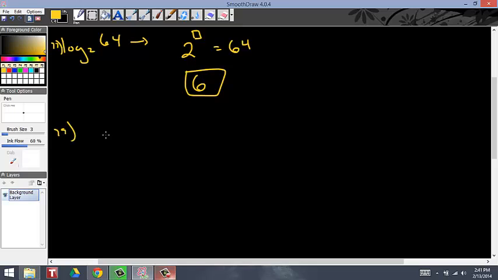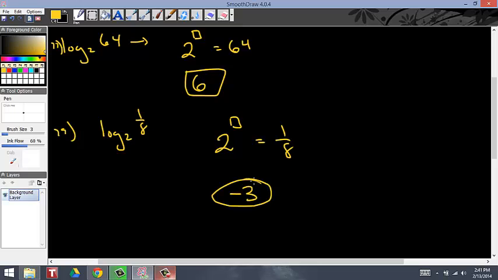79. They're asking you 2 to the what power equals 1/8. Now, what is the only type of number that's going to give me a fraction? Alex, negative number. So 2 to the what power equals 8? Skylar, negative, or in this case 3, but that 3 is negative because we got a fraction here.